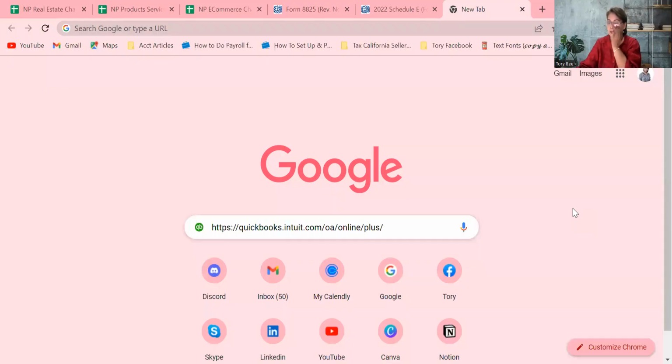So let me share my screen. This is just a simple navigation, okay? We'll have an in-depth navigation some other time. For now, let's have this done. So this is my link. This is the link for the QuickBooks.